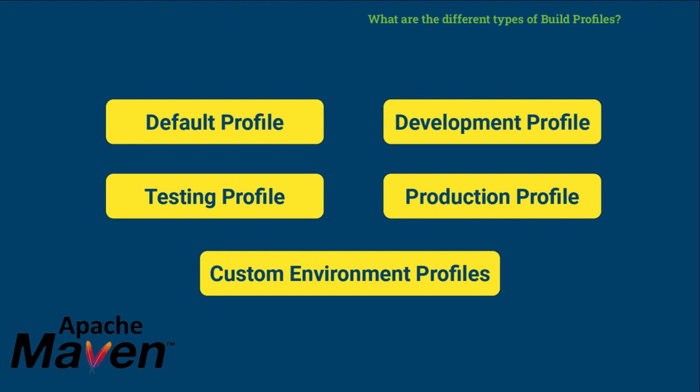Development profile. This profile is often used for local development. It may include additional debugging information or development-specific configurations. Testing profile. Used for running tests during the build process. It may include configurations specific to testing environments. Production profile. Tailored for production releases, this profile may enable optimizations and disable debugging or testing configurations. Custom environment profiles. Developers can create custom profiles to address specific environments or scenarios unique to their projects.